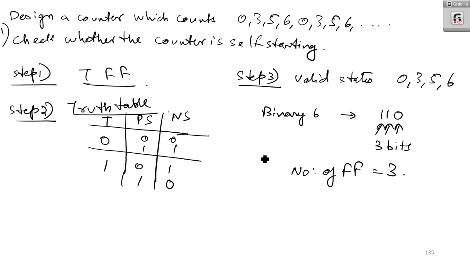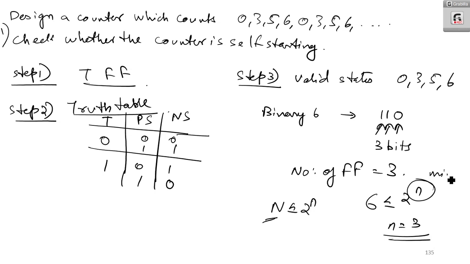Or we can write N should be less than or equal to 2 raised to n. Here, what is the maximum count? The maximum count is 6. So 6 should be less than or equal to 2 raised to n. So what is n? The possibility of n is 3. You can have 4, but you should choose the minimum value of n which is applicable. Now coming to this design.